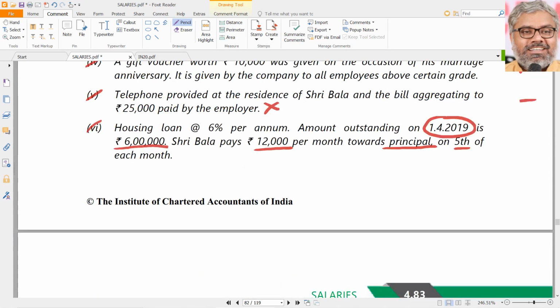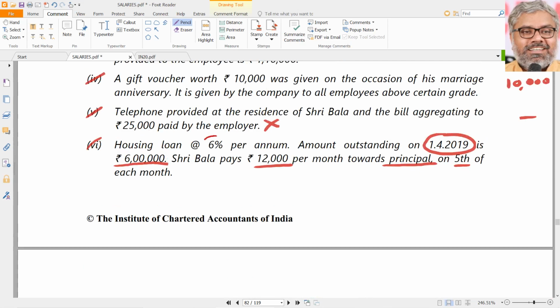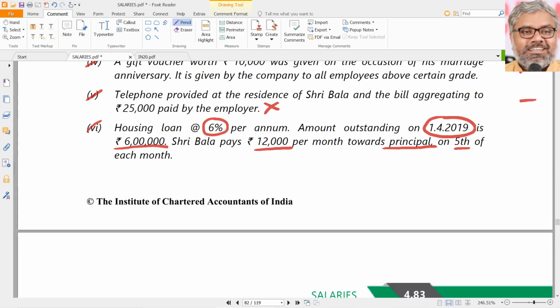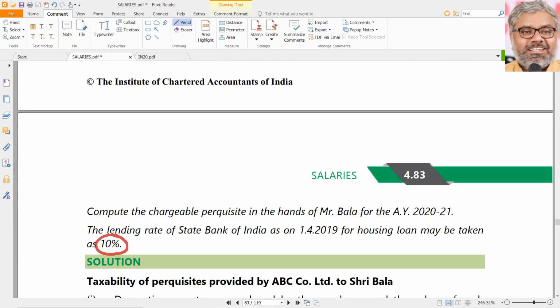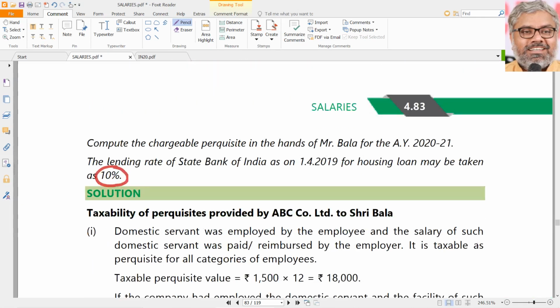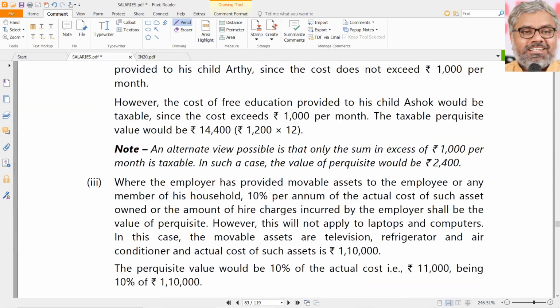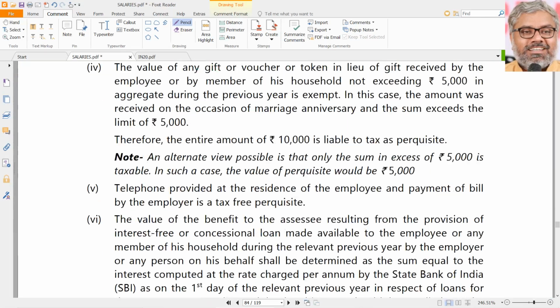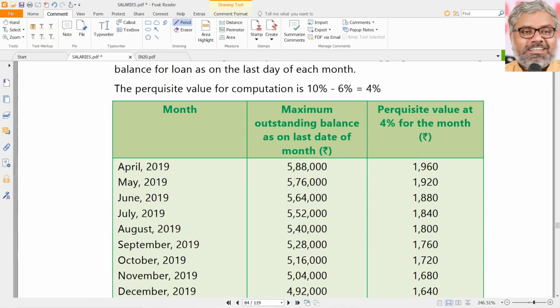It has to be given in the question. But the company is charging him how much? Only 6%. So at the end of each month, the outstanding amount at 4% per annum will be the taxable perquisite. So this calculation has to be done separately. You can do that, but a monthly calculation we have to do. It is definitely a long calculation.